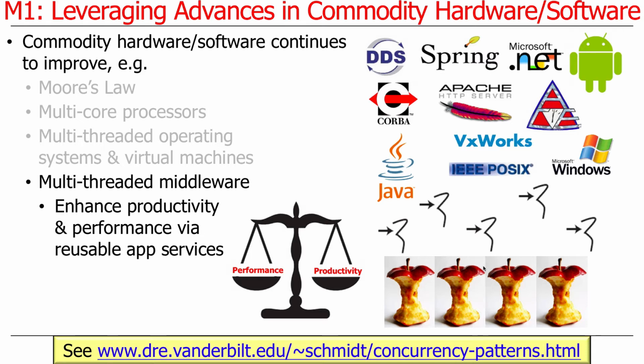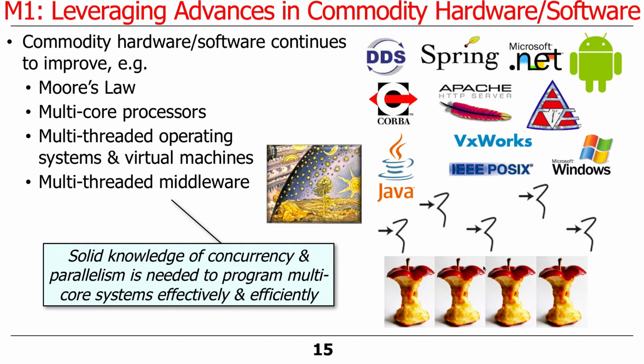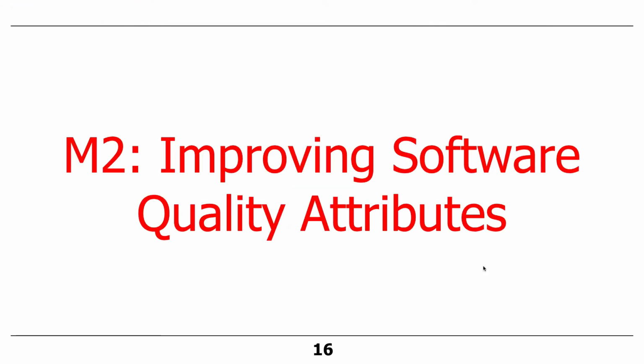It'll shield you from that. Middleware does other stuff too. We'll talk about that later. So there's lots of middleware out there, things that you may have heard of like Spring, Microsoft .NET, J2EE, Apache, ACE, CORBA, DDS, and so on. These are all examples of technologies that hide the operating system details from the programs. So the long and the short of it is knowledge of concurrency and parallelism is needed to program all these systems effectively. So part of the motivation here is really kind of push-driven. The hardware and operating systems and middleware support it, so we've got to figure out how to use it somehow.